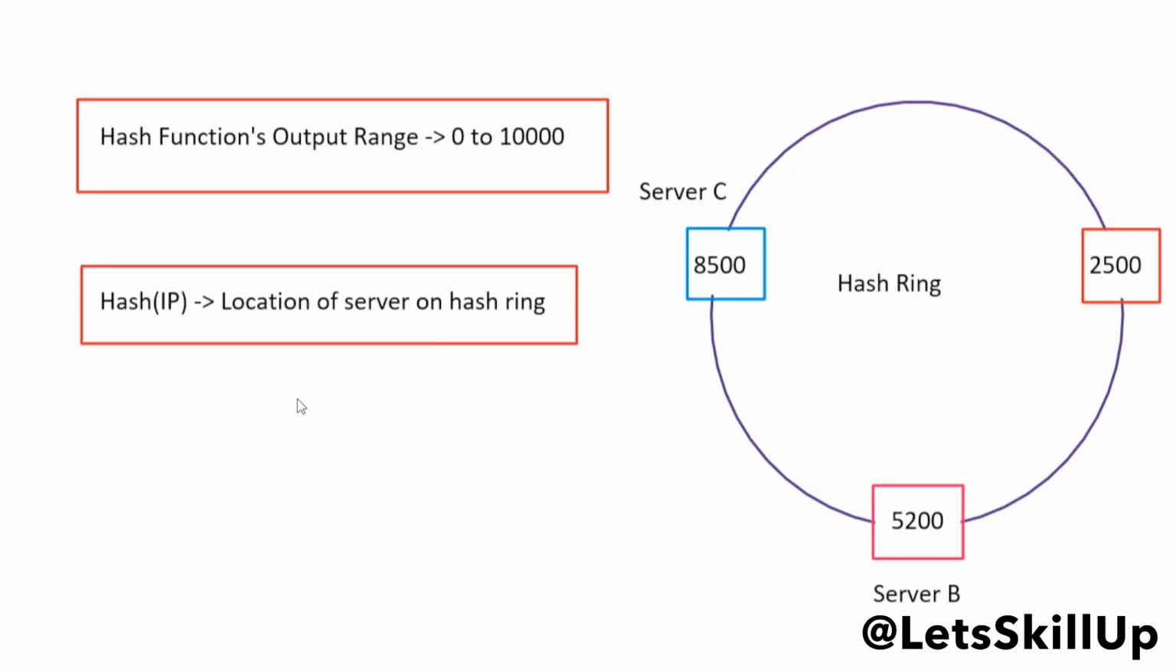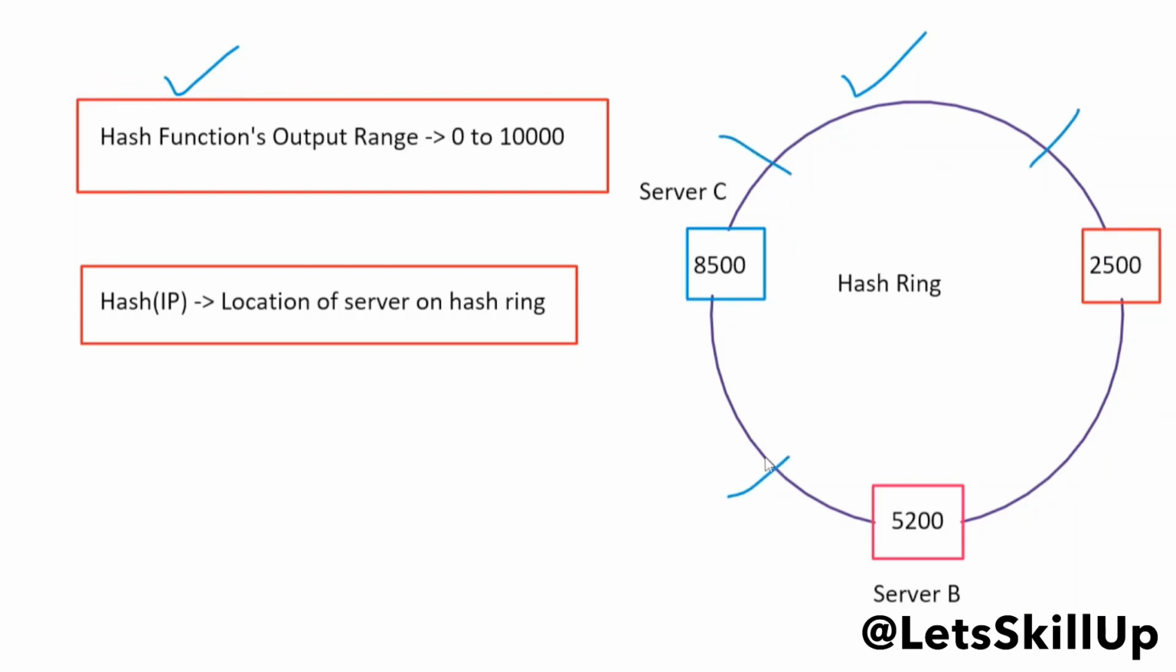Consistent hashing allows servers and objects to scale without affecting the overall system. Now let's understand. Consider that we have a hash function whose output range is from 0 to 10,000. Imagine we mapped this output range onto the edge of a circle. So what we could do is we take our data, compute its hash, and then find out where it lies on this circle.